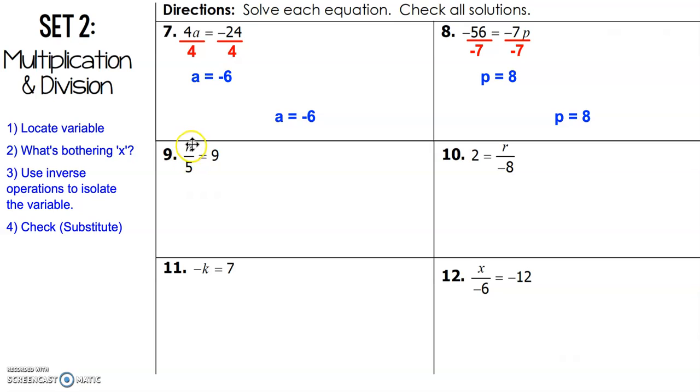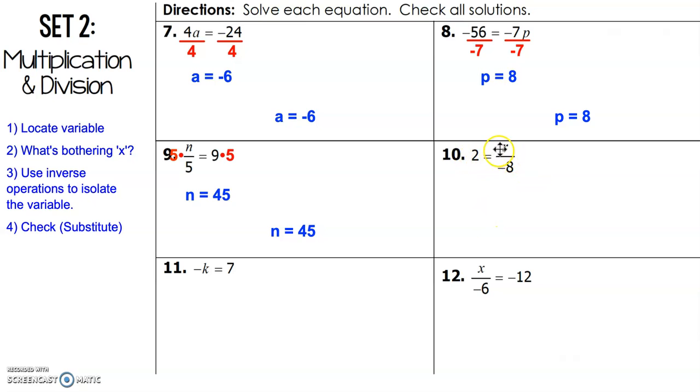Here's n divided by 5 is equal to 9. So what's bothering n? Well, it's being divided by 5. So how do we undo division? We have to multiply. So I'm going to multiply both sides by 5. When I multiply this side by 5, it gets rid of the dividing by 5. So all I'm left with is n. But I'm multiplying by 5 on the other side too. So I get 45. So n is equal to 45.